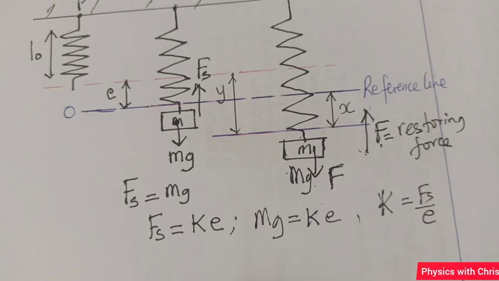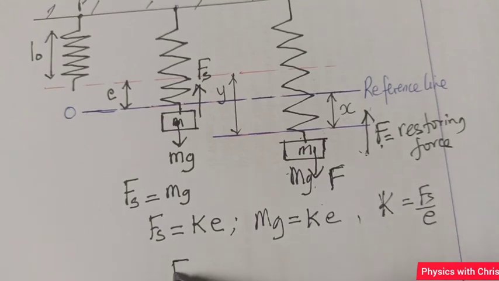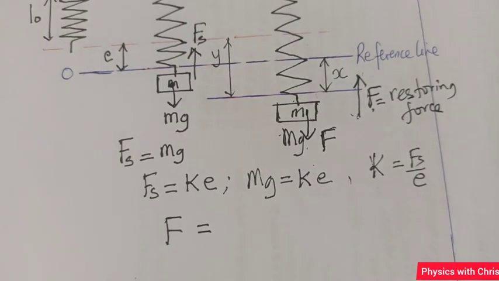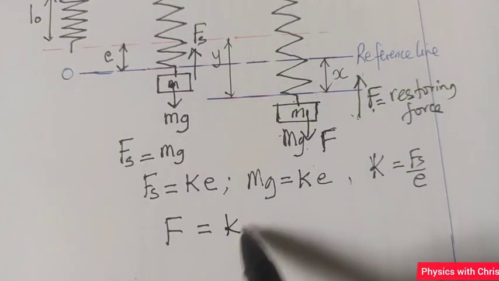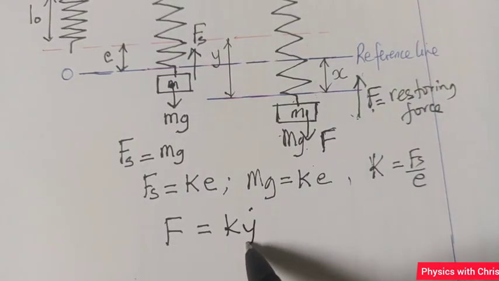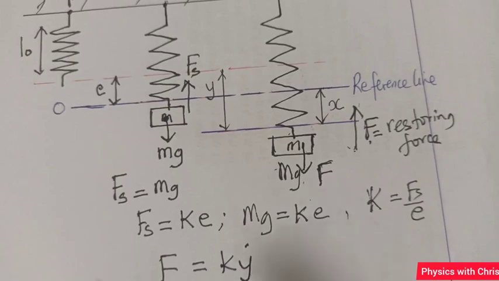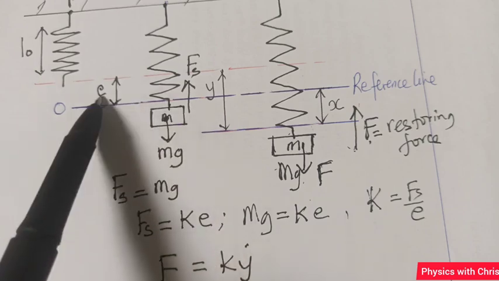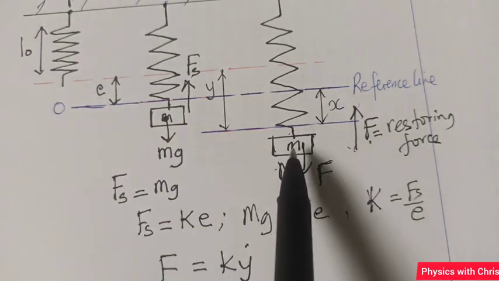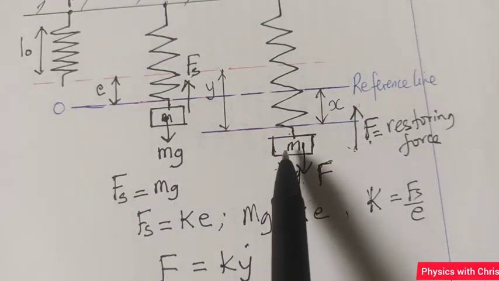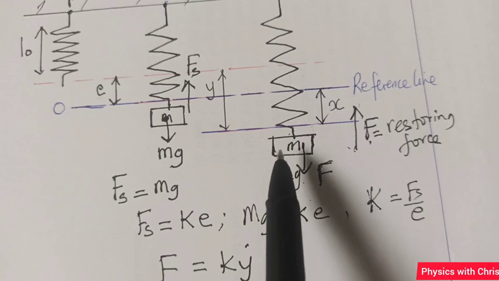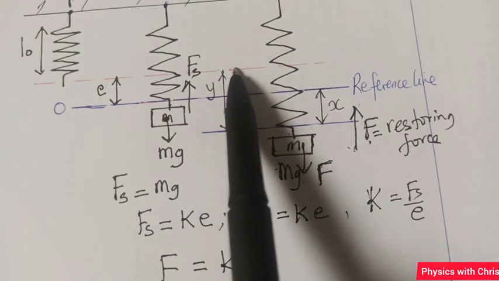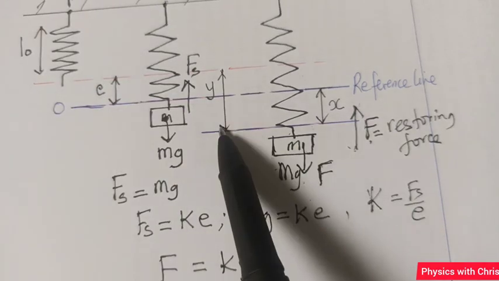I'm going to write it down this way: the restoring force F, using Hooke's law, is k times the total extension, which is Y. Since mg initially stretched the spring by E, and then by applying some extra force to pull it down again, the total stretched length of this spring is now Y. That is, it's stretched from this level, as before, up to this level down here.